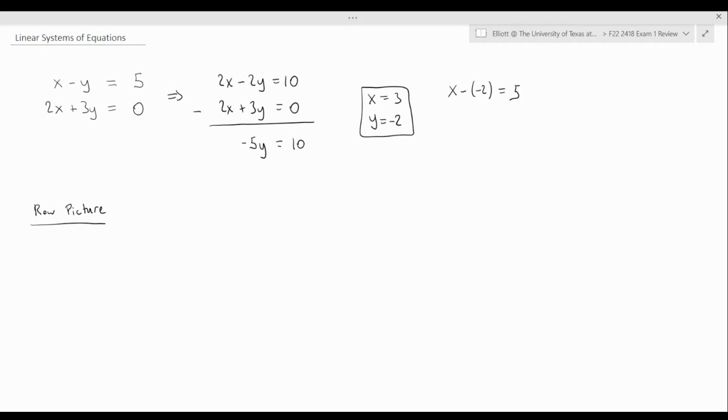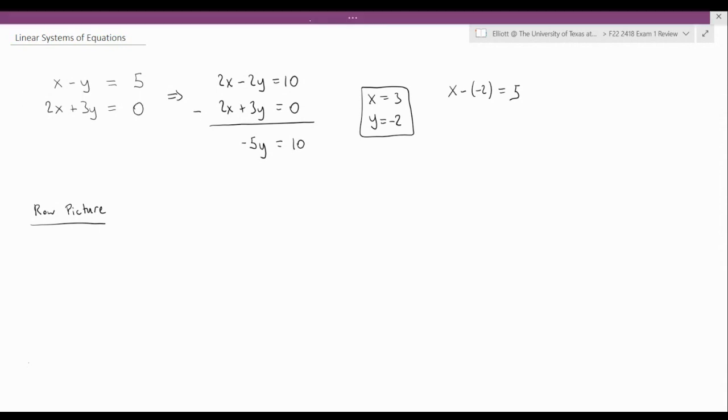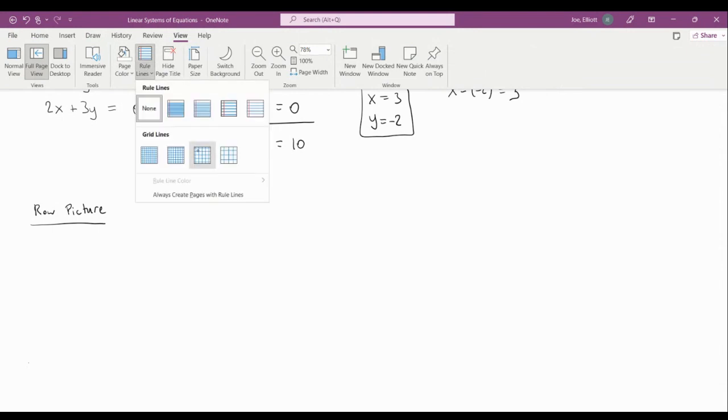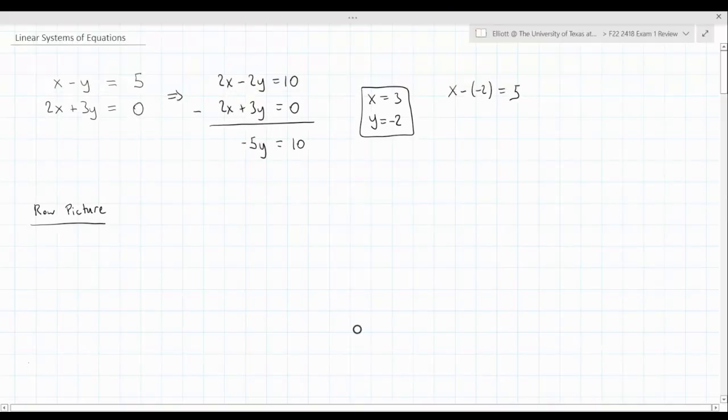All right. So if you guys remember what the row picture was, the row picture is you have 2 equations here, and each of those 2 equations represents the equation of a line. So the row picture is graphing the 2 lines, and where the 2 lines intersect, that would be the solution to the system of equations, okay? So let me try to draw the row picture real quick.